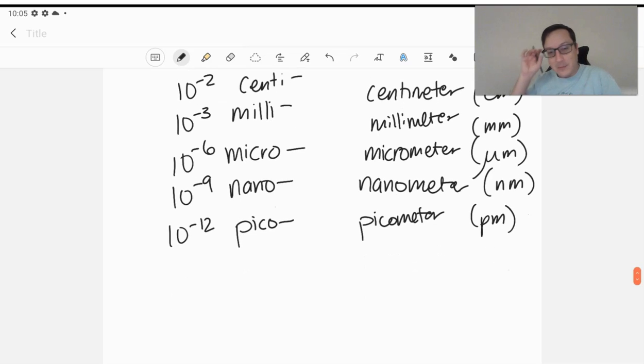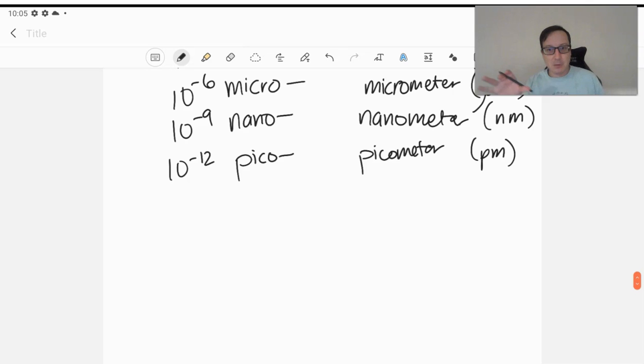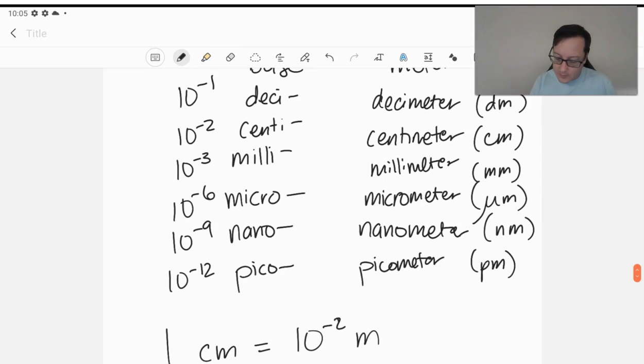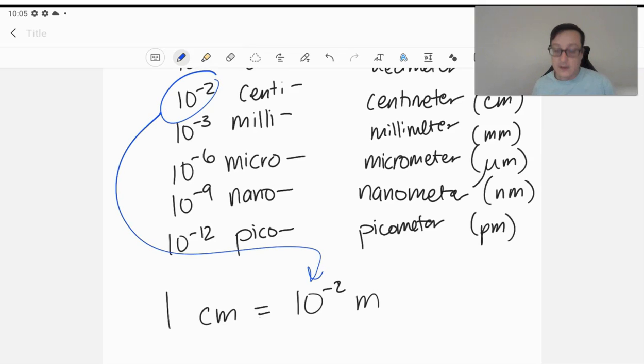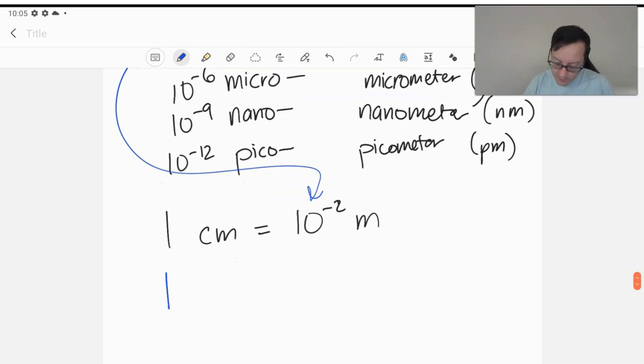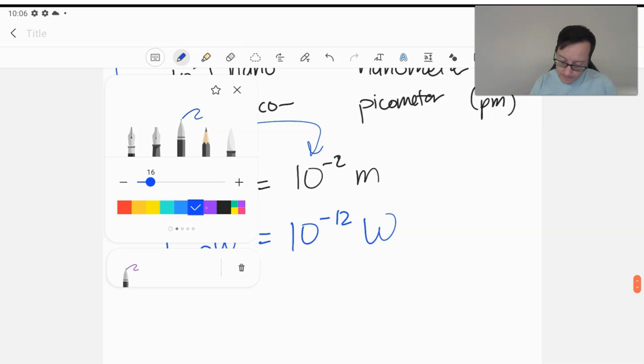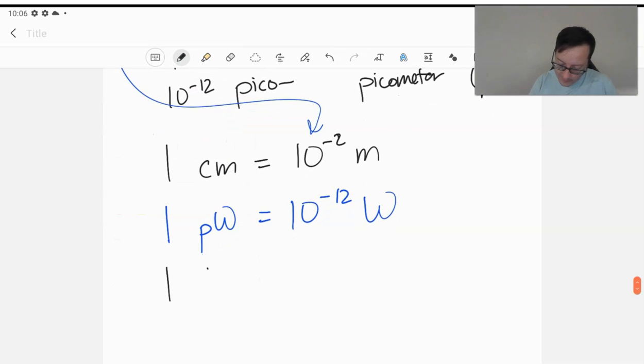All right, with these, what we want to be able to understand is that these exponents always go with the base unit. And you'll always put the number 1 with your prefix unit. For example, 1 centimeter is 10 to the minus 2 meters. So notice here the 10 to the minus 2 goes with the base unit. And so we have 1 centimeter is 10 to the minus 2 meters. We could say 1 picowatt is 10 to the minus 12 watts. Or 1 gigajoule is 10 to the 9th joules.